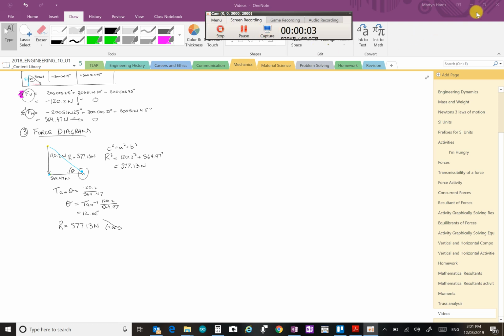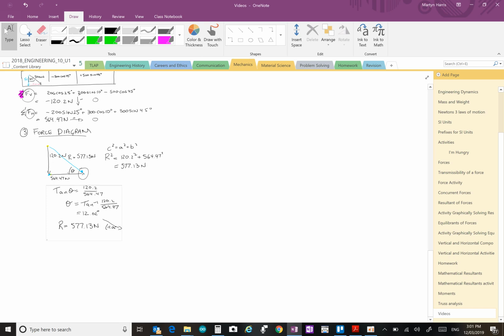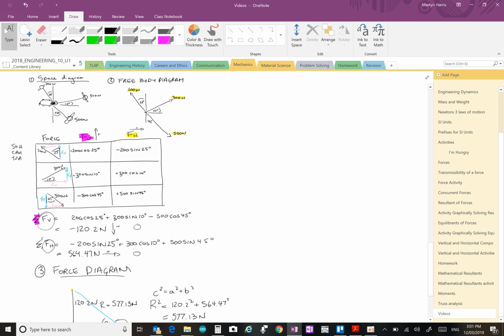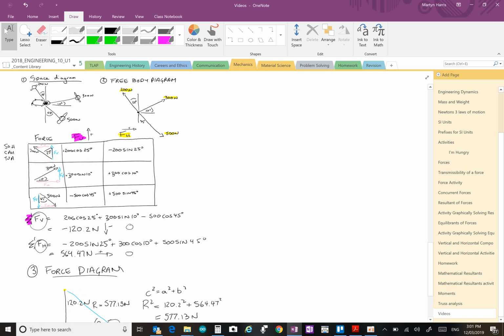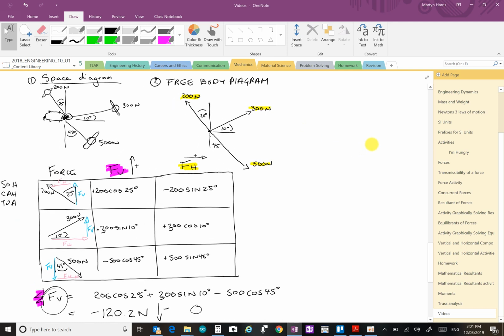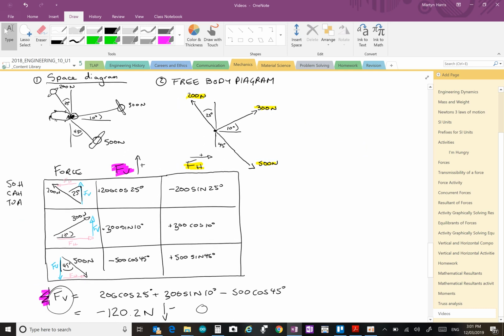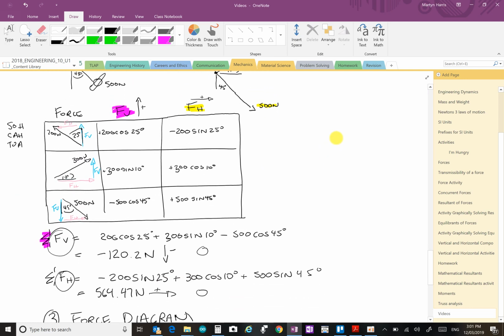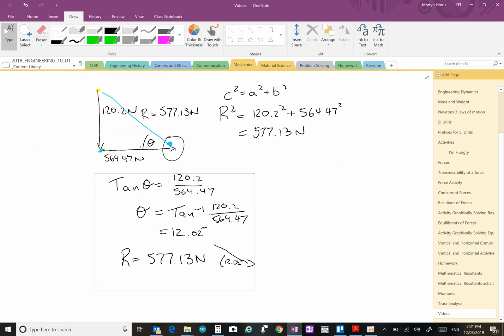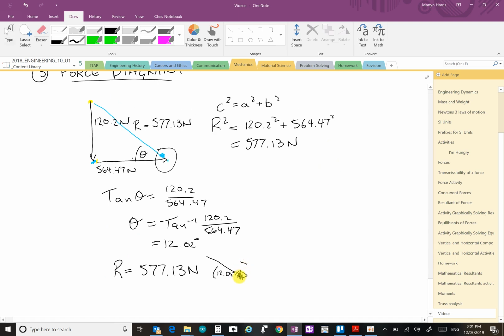Welcome to the next tutorial. The story so far, we're talking about resultants and using analytical mathematical methods of finding out what resultants are. So we had this horrendous tale about these three brothers arguing with each other, pulling this poor donkey. And we found out that the resultant force of all of them pulling the donkey is going to be 577.13 newtons, 12 degrees in this direction, in that direction.